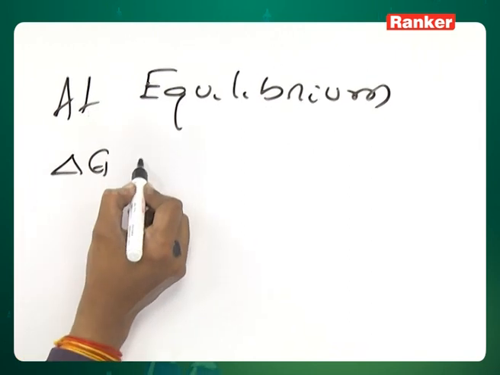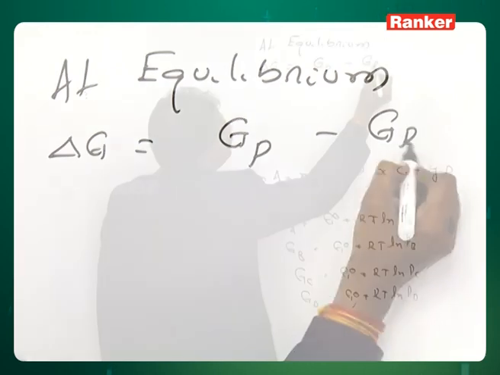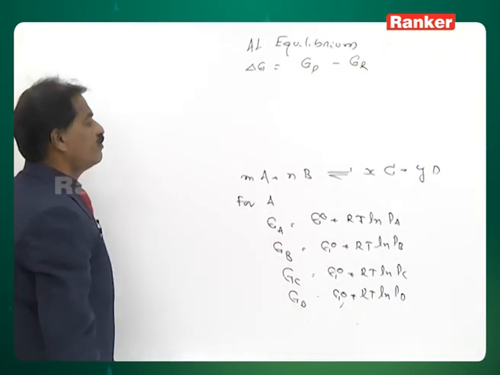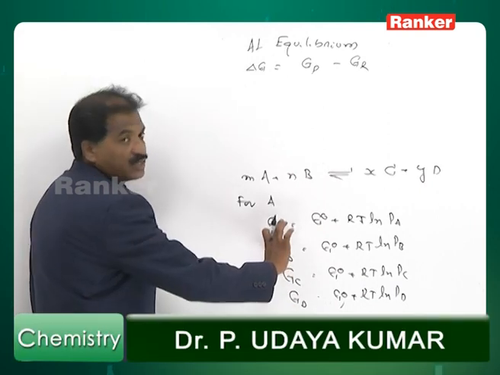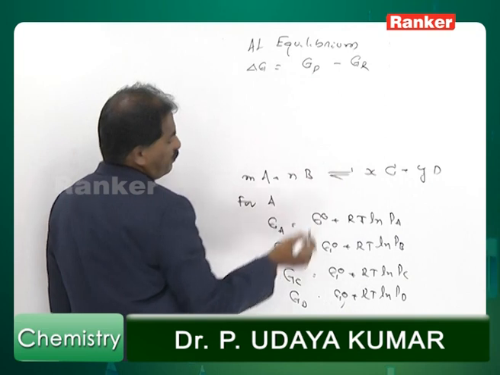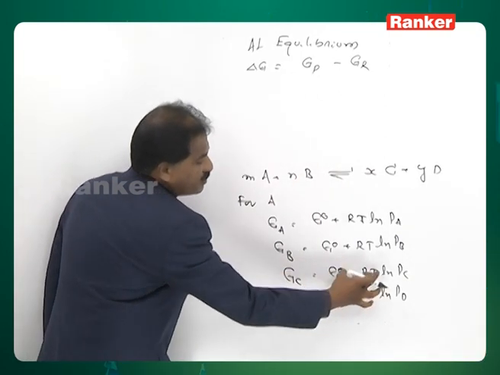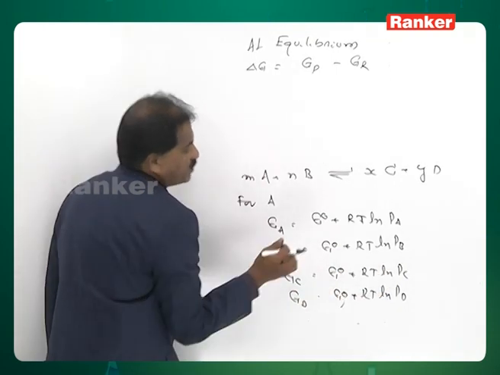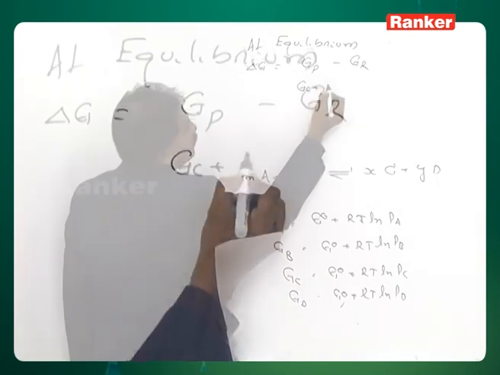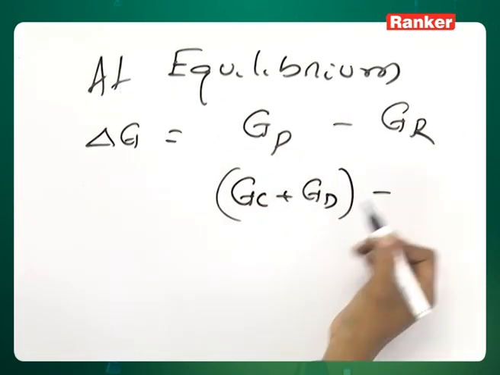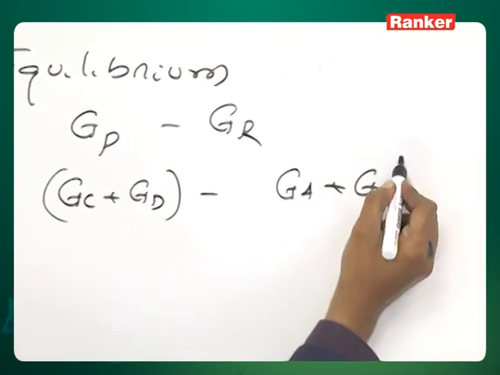the total change in free energy is equal to free energy of the products minus free energy of reactants. Products means here C and D. Reactants means A and B. Therefore, free energy of one product is this term, free energy of the other product is this term. Therefore, total free energy of C and D, Gc plus Gd, minus similarly Ga plus Gb.